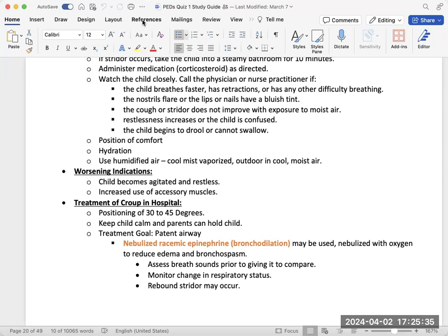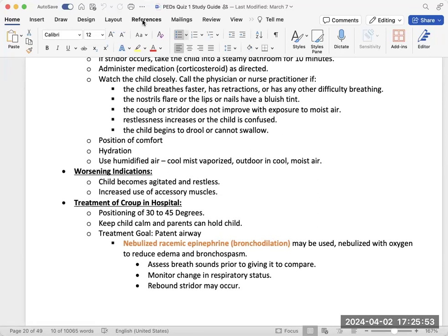If the cough and stridor is not improving with the steaminess that we said they can do, they need to go to the doctor. If the restlessness increases and the child's becoming more confused, they need to see their doctor. And if the child begins to drool and they cannot swallow, they also need to seek medical attention.